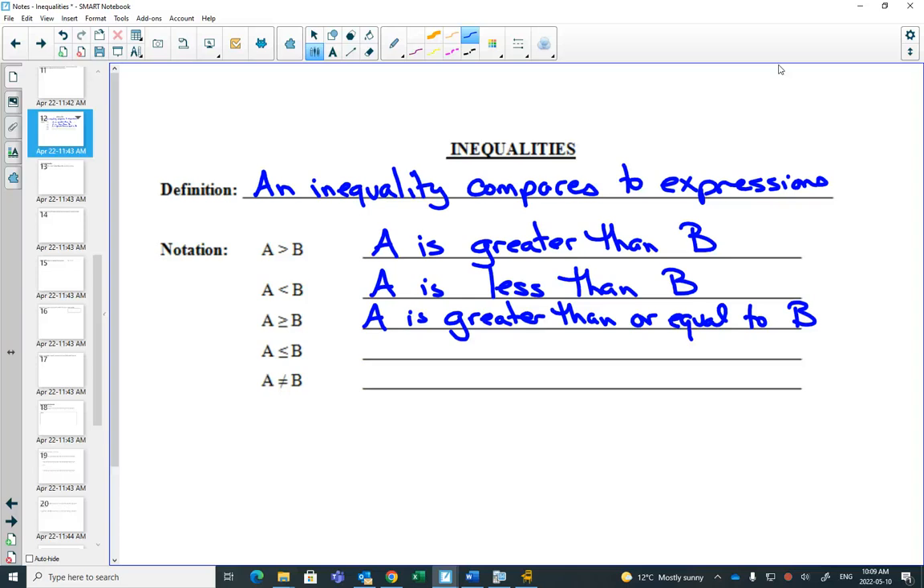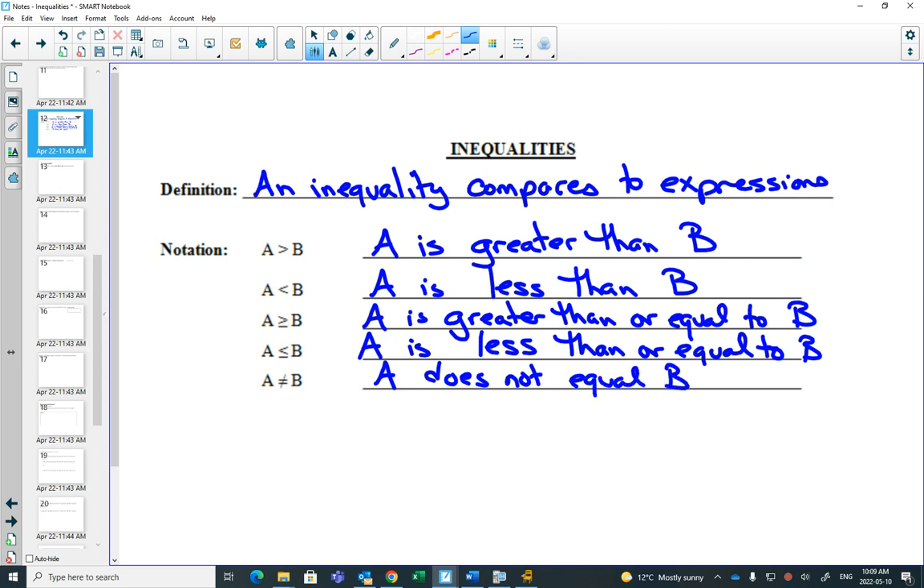And then the next one, I know I'm going fast. I'll give you some time, don't worry. So I'll give you some time to write those down.